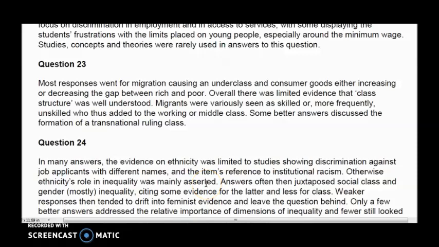So according to the examiner report, most responses went for migration, causing an underclass, and consumer goods, either increasing or decreasing the gaps between the rich and the poor. Overall, there was limited evidence that class structure was well understood, so that's something that you might want to focus on in your revision. Migrants were variously seen as skilled or more frequently unskilled, who thus added to the working or middle class. Your better answers discussed the formation of a transnational ruling class.